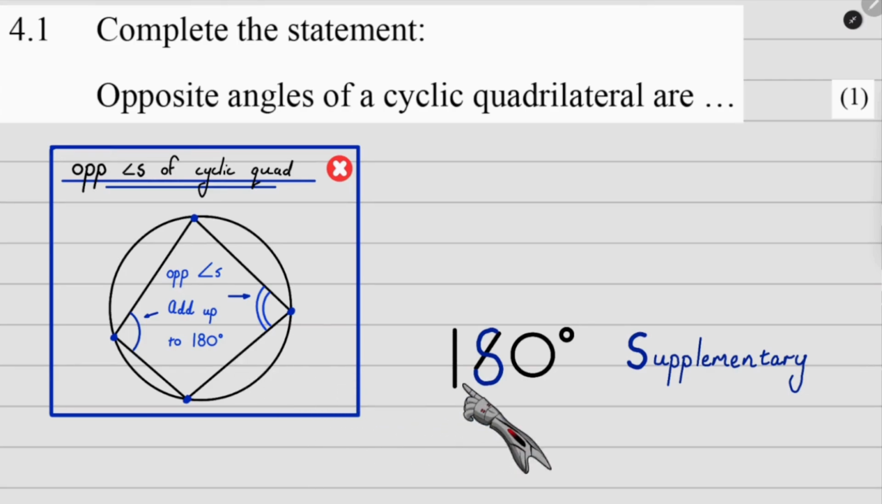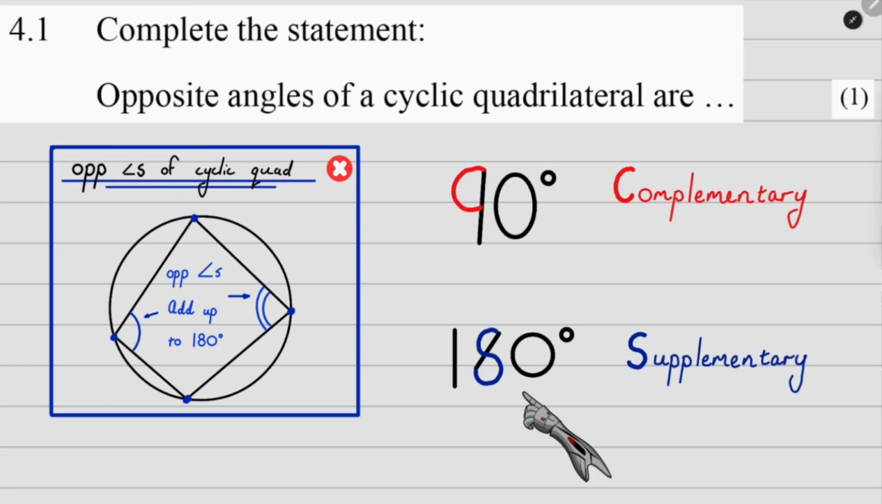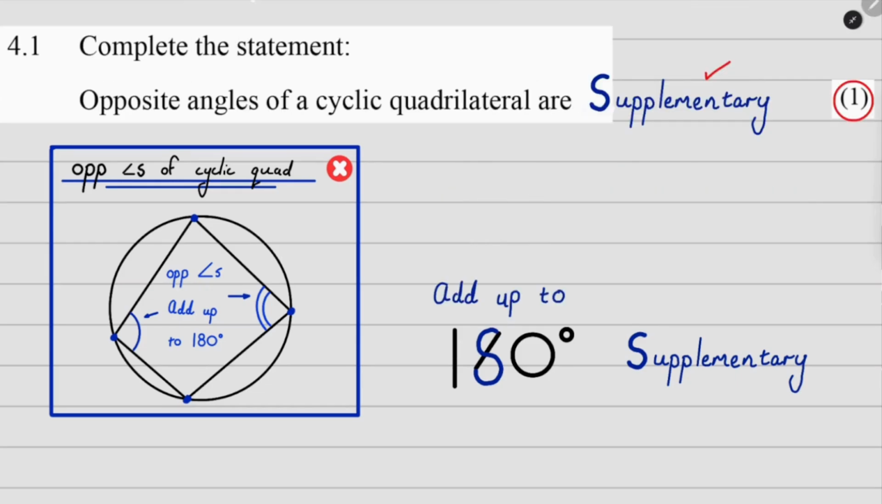And a nice way to remember it is like there's a hidden S in 180 degrees. So if angles add up to 180 degrees, we say that the angles are supplementary. And another nice nugget of information is if they are complementary, they add up to 90 degrees. And there's a hidden C in the 90 degrees. So in summary, the opposite angles of a cyclic quadrilateral are supplementary because they add up to 180 degrees.